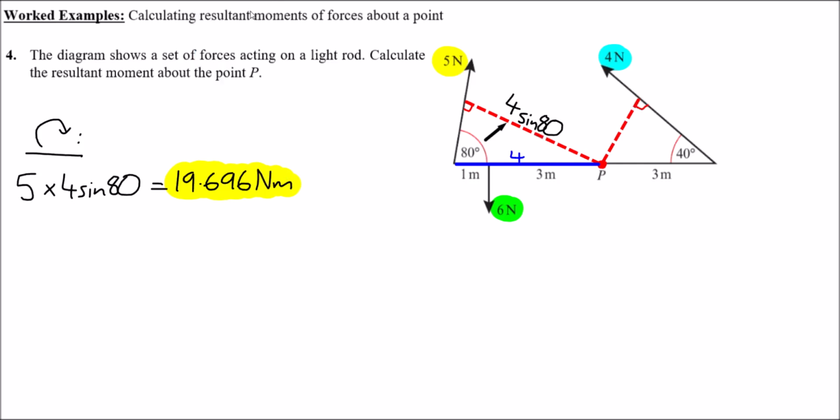We also now have two anti-clockwise moments to consider. So the first one is this 6 Newton force. This 6 Newton force is 3 meters away from P. So the magnitude of this moment will be 6 multiplied by 3, which is 18 Newton meters.